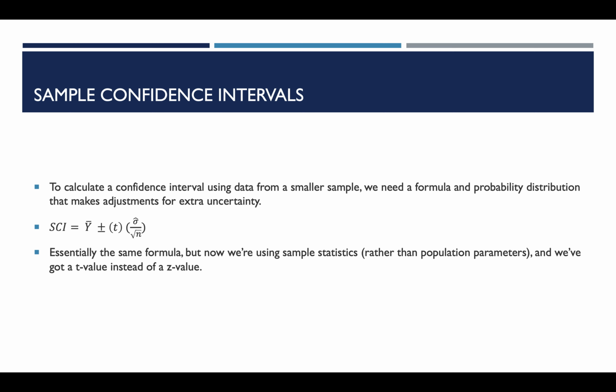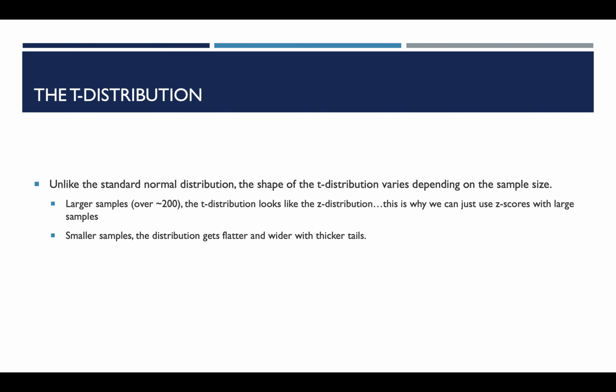So all this is to say, this is essentially the same formula as we looked at in lesson 1. We're just using sample statistics rather than population parameters, and this time we've got a t value instead of a z value as the critical value we're going to plug into this equation. So we want to ask, where does this t-statistic come from? Well, just like with the z-distribution, the t-statistic comes from a corresponding probability distribution.